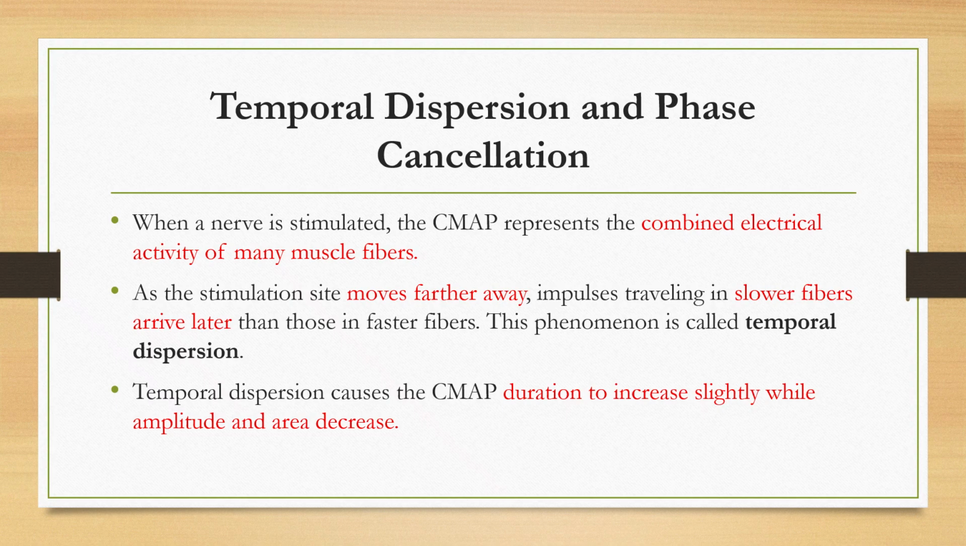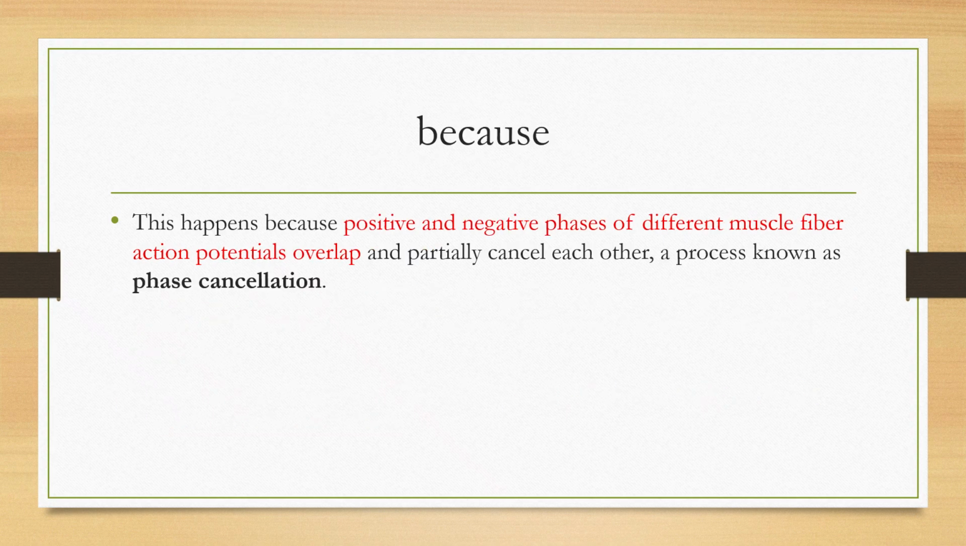Temporal dispersion and phase cancellation. When a nerve is stimulated, the CMAP represents the combined activity of many muscle fibers. As the stimulation site moves farther away, the impulses traveling in the slower fibers arrive later than those in the faster fibers. This phenomenon is called temporal dispersion. Temporal dispersion causes the CMAP duration to increase slightly while the amplitude and area decrease. This happens because positive and negative phases of different muscle fiber action potentials overlap and partially cancel each other, a process known as phase cancellation.